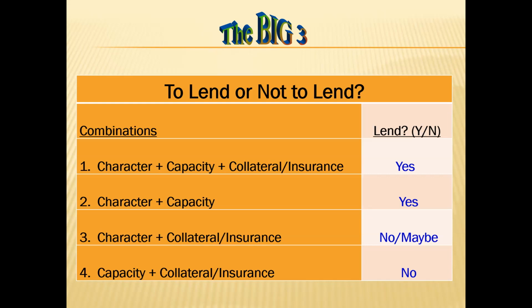And then the fourth one: if they have capacity and collateral, but they lack the character, they have poor character, that is, one of the people who won't pay, the outright answer is no. There's no need to second guess that one. You just move on and say no. Right. So any questions on that?